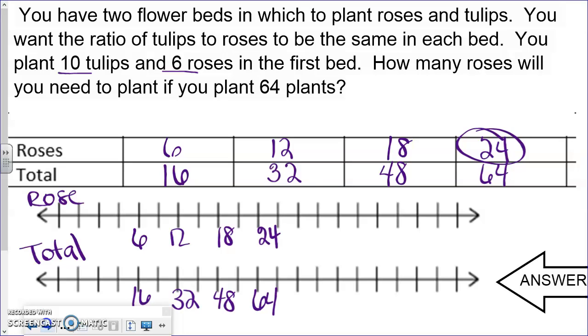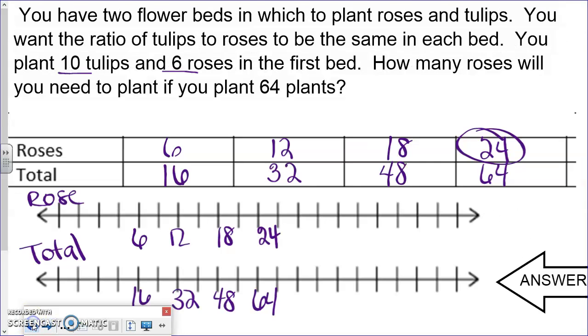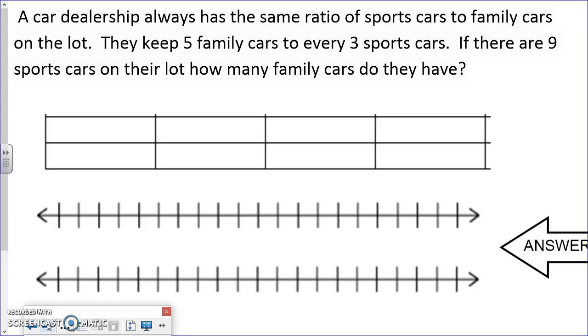Now, the next two problems I'm going to go over are going to be on the back of your paper. Oh, actually, before I do that, I do want to go over how to set up the problem. A car dealership has the same ratio of sports cars to family cars on the lot. They keep 5 family cars to every 3 sports cars. If there are 9 sports cars on their lot, how many family cars do they have? So to set it up, it would be family cars to sports cars, and then I just write exactly what they give me. So 5 family cars to 3. And then you would just extend out the pattern to 9.